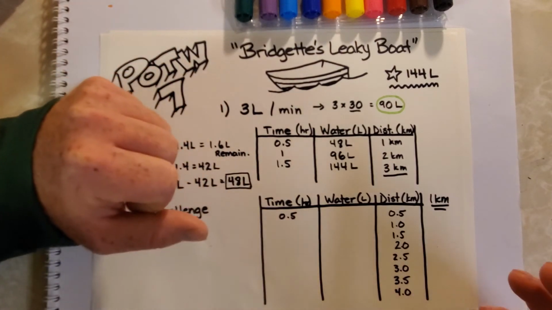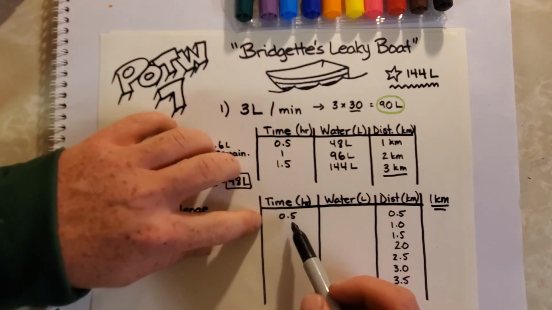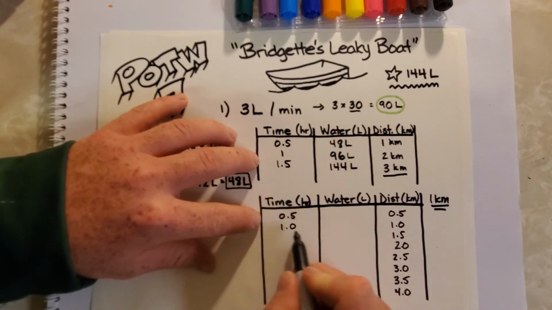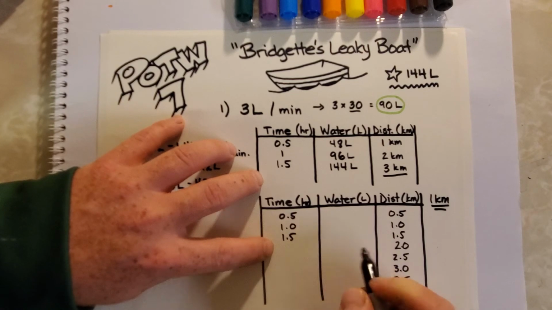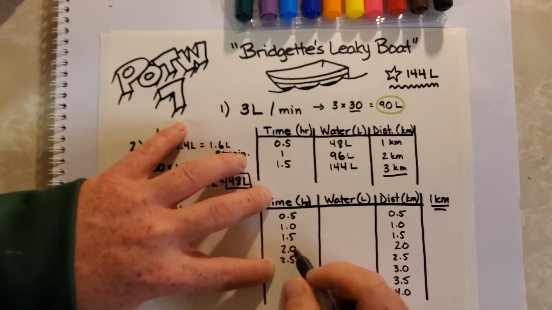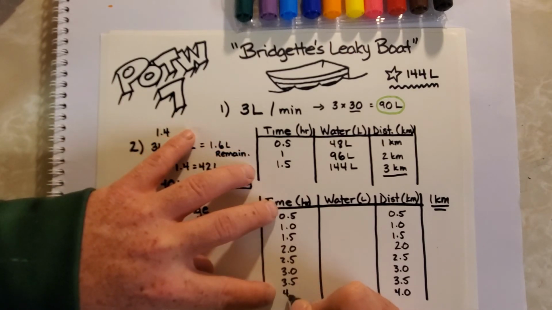So now here's what I did. Well, actually, let me fill in the time too, just so that that matches up. You're going to find that my time matches up exactly with what I have in my distance. 2.5, 3, 3.5, and then 4.